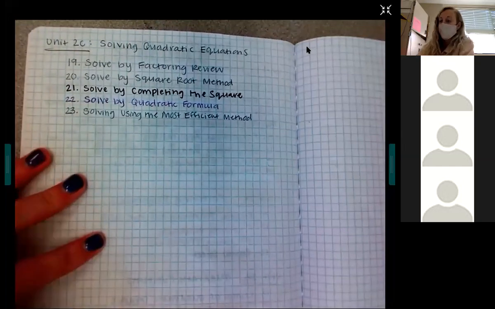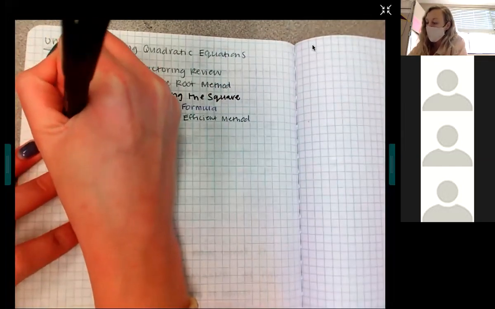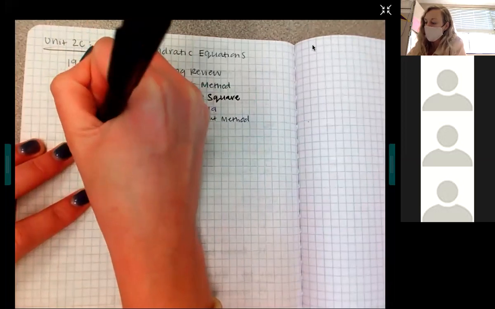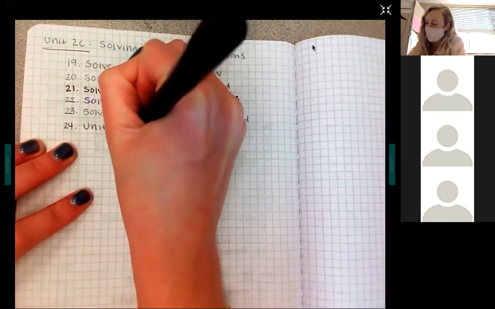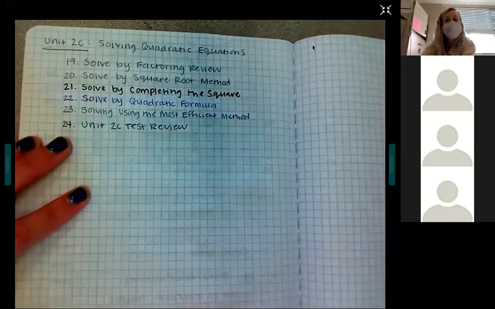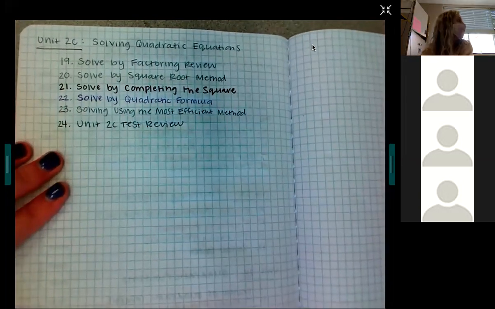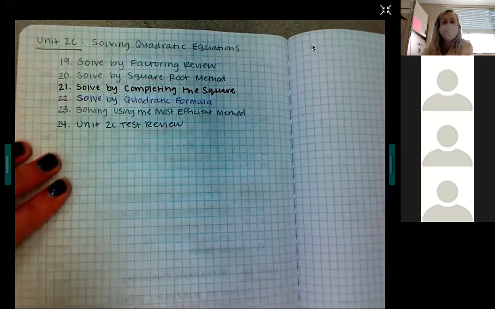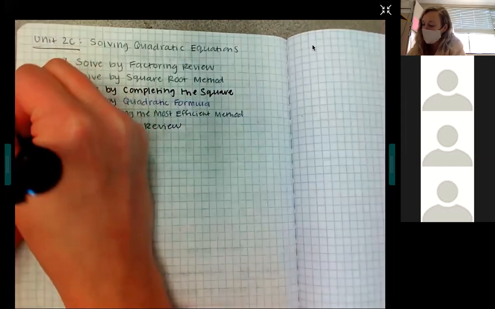All right, so page 24 is where you should have put your Unit 2C test review. If you did it on scrap paper or notebook paper, that's fine. Just make sure that gets put in your notebook for your notebook check, okay? I want y'all to have everything in there in the same place for when you're studying.